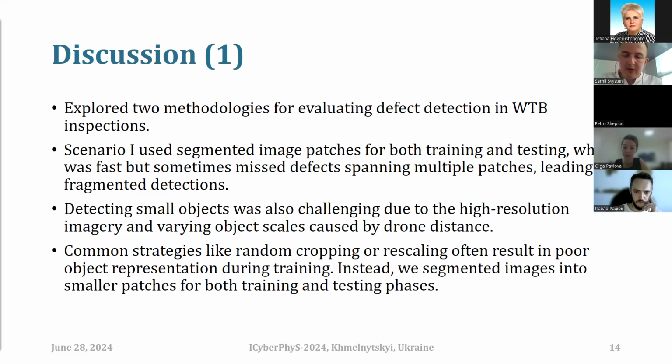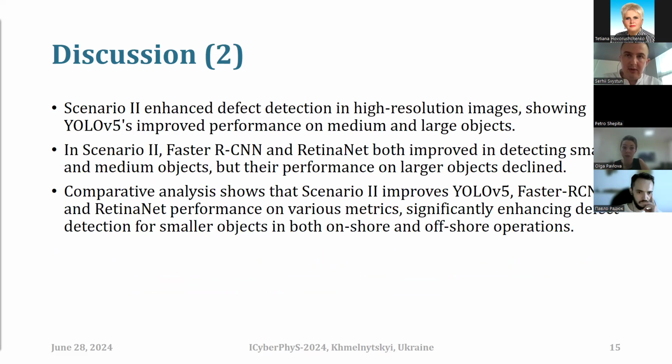In our study, we evaluated a new defect detection method for wind turbine blade inspection. Scenario 1 used segmented image patches, which was quick but missed defects spanning multiple patches. Scenario 2 employed high-resolution images, greatly enhancing detection of small and medium-sized defects. Our findings indicate that high-resolution imagery in scenario 2 improved defect detection and validates the approach for real-world application.